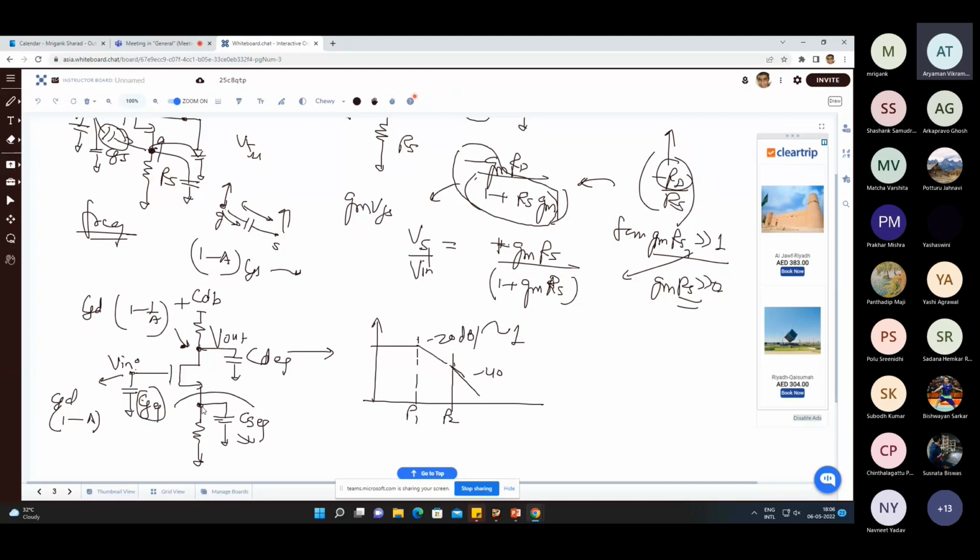It will increase the gain, because we were ignoring CS equivalent since 1 upon CS equivalent is pretty large if CS equivalent is small. But as omega becomes larger and larger, this becomes smaller and smaller. Therefore, this will effectively short the resistance RS. And if the resistance gets shorted, your overall gain may increase, and therefore the slope of the drop may eventually reduce. That is the kind of behavior we can expect.